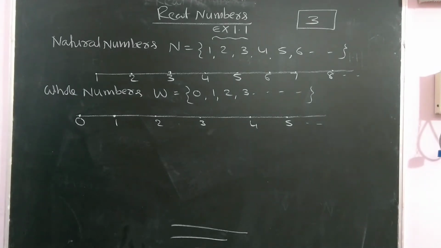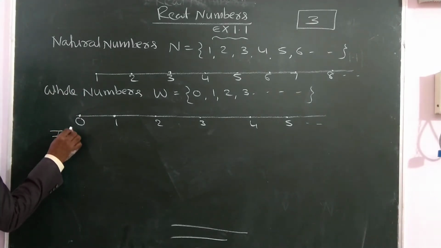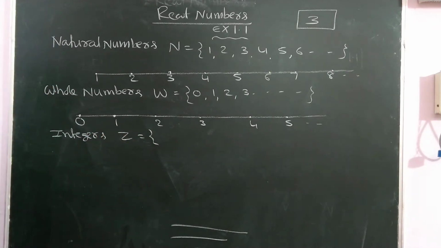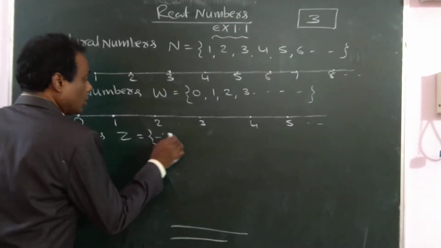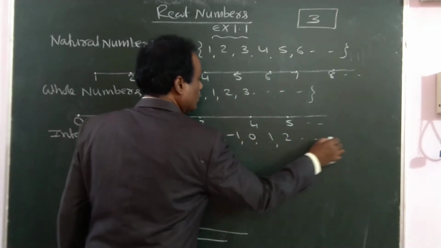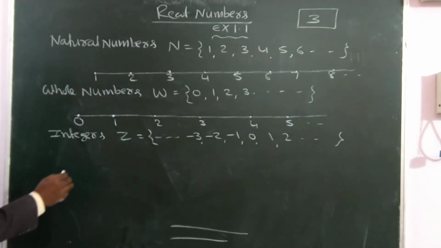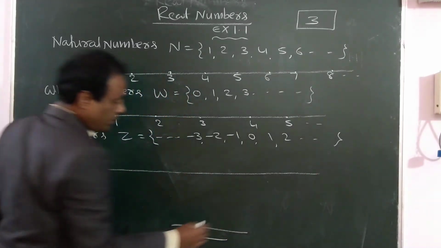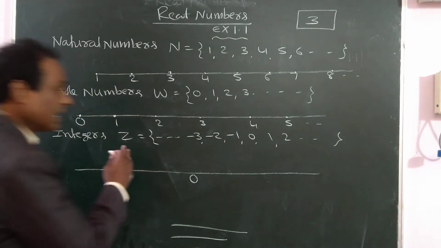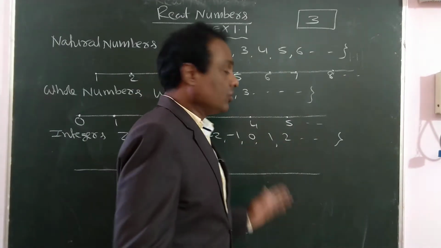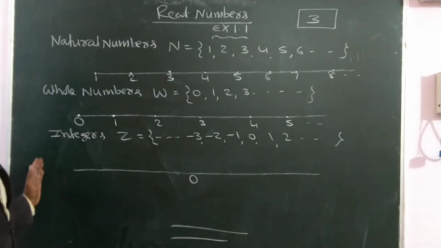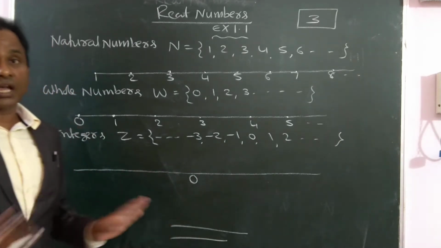No confusion. And integers. What is the integer set? Integers are represented by Z, and the integer set is ..., minus 3, minus 2, minus 1, 0, 1, 2, and so on. Because we have negative numbers and also positive numbers, take 0 in the middle. The right side of 0 will be positive numbers, this side all negative numbers. 0 is neither positive nor negative, neutral.